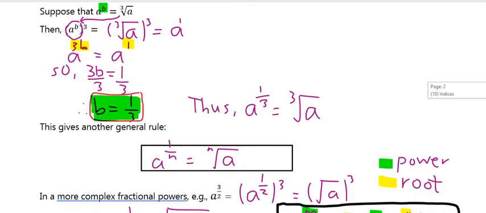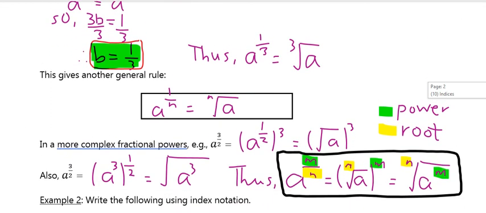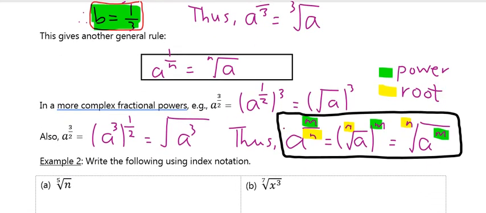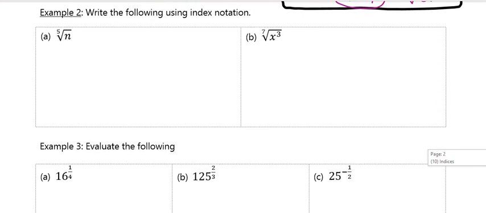This is the rule that we have discussed just now, and here you have to remember this one. Whenever you have a base with a fractional index, the m, which is the numerator, is the power, and n becomes the root. When you try to evaluate any number with a fractional index, it's easier to find the root first, and in the end you find the power. Okay, so let's do the second example.